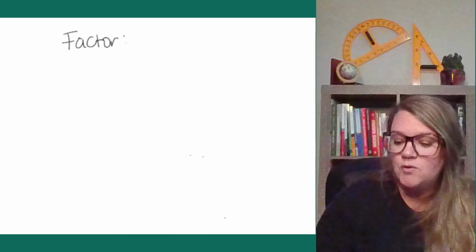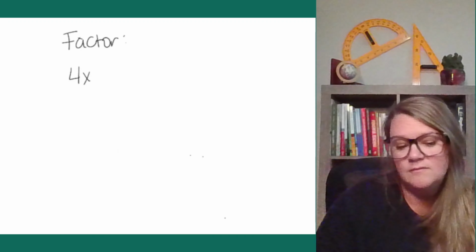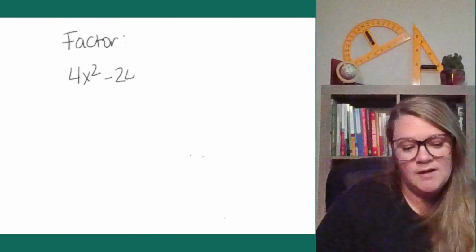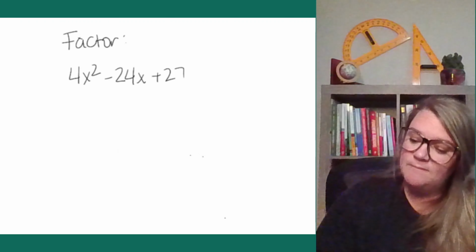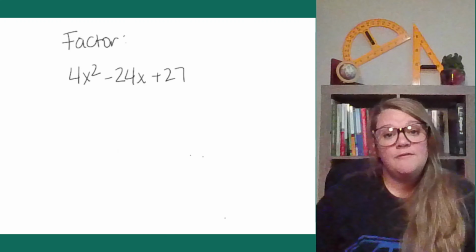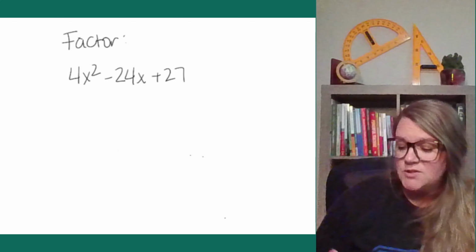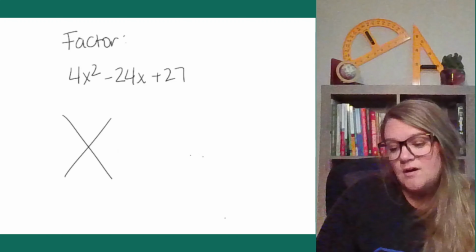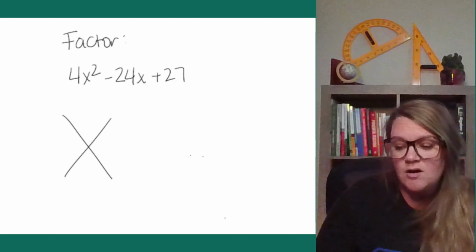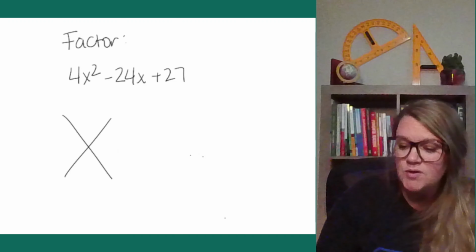Let's do 4x squared minus 24x plus 27. Okay? 4x squared minus 24x plus 27. Let's start with our x. Our x we're going to get by multiplying our first and last terms.